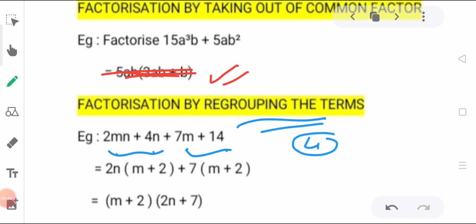2mn and 4mn. 2n has to be taken out, as previously we have done this. m plus n, 2n has to be taken out. What is left inside? That is m plus 2. And here we can also take 7m plus 14. So what can be taken out? That is 7, and what is left inside the bracket? That is m plus 2. Now the common bracket has to be taken out, that is m plus 2, and what is left? 2n plus 7. Fine. So I hope that you have got how it can be factorized. And this is the factorized form.